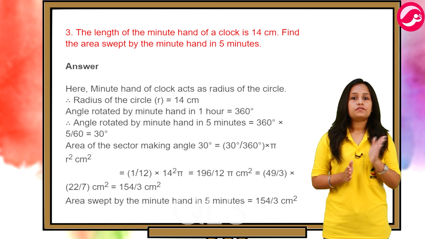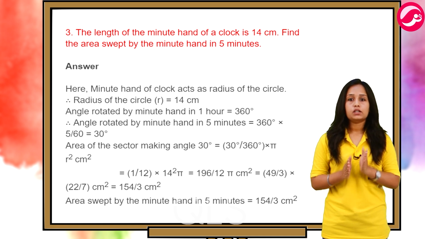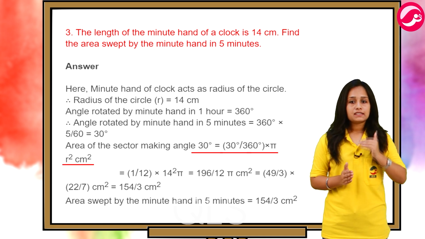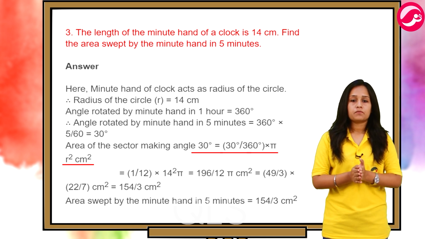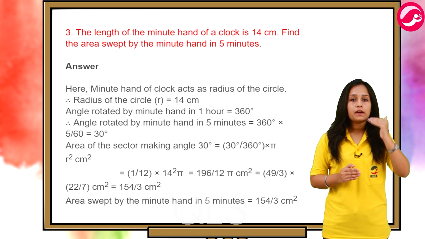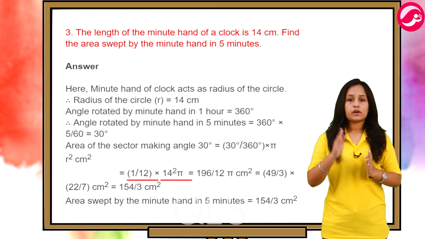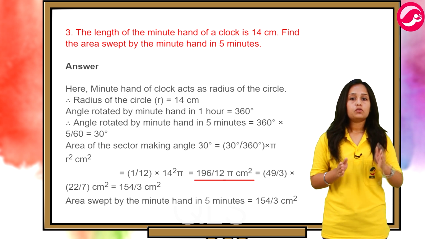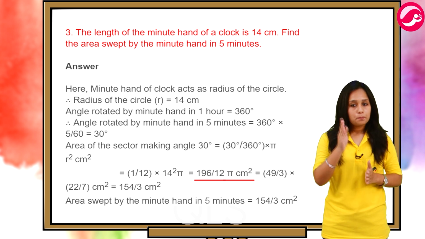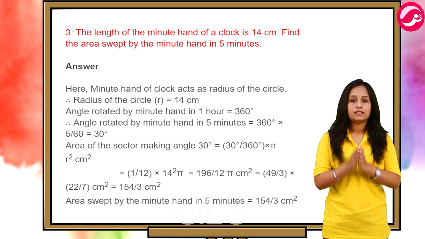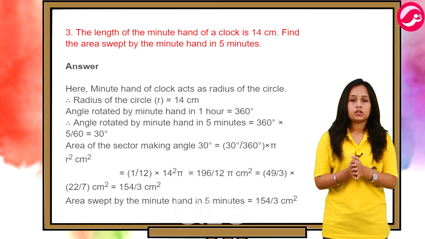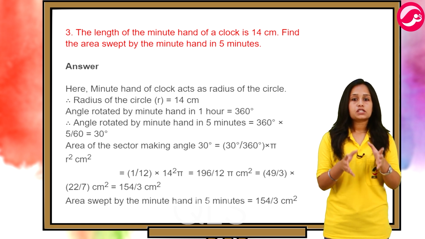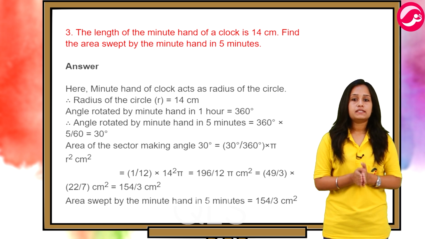So the area of the sector making angle 30 degrees will be equal to 30 by 360 into pi into r square centimeter square, which can be written as 1 by 12 into 14 square into pi, which is equal to 196 by 12 pi centimeter square, that is equal to 154 by 3 centimeter square. So we get that the area swept by the minute hand in 5 minutes is equal to 154 by 3 centimeter square.